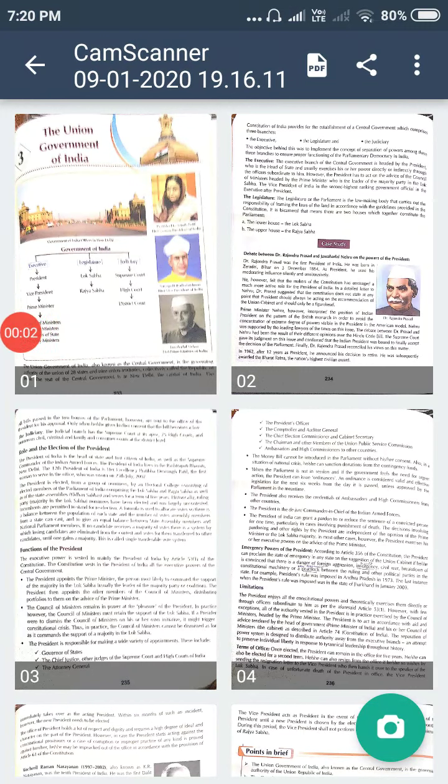Hello students, today we are going to do lesson 3 of civics, the Union Government of India.